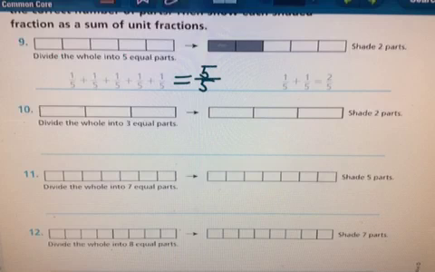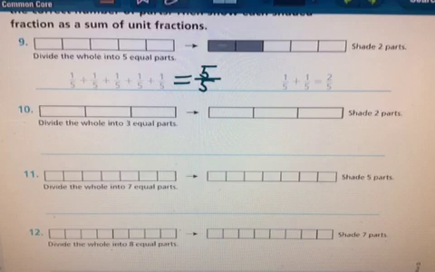Because each individual fraction is 1/5, so if we add 1, 2, 3, 4, 5 unit fractions, and because each one is one individual piece, then we get 5 individual pieces, and of course it's 5 pieces total, so the denominator always stays the same.